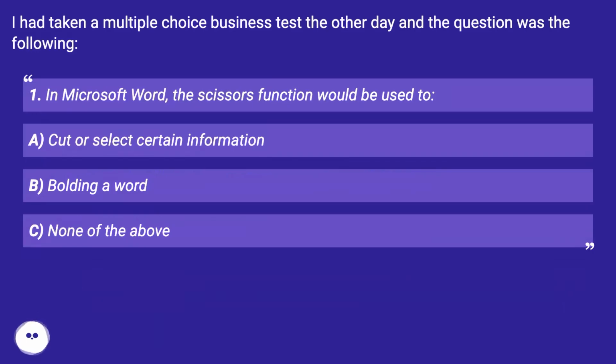I had taken a multiple choice business test the other day and the question was the following. 1. In Microsoft Word, the scissors function would be used to A. Cut or select certain information. B. Bolding a word. C. None of the above.